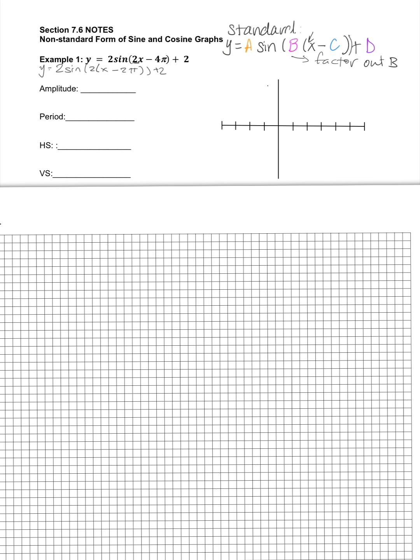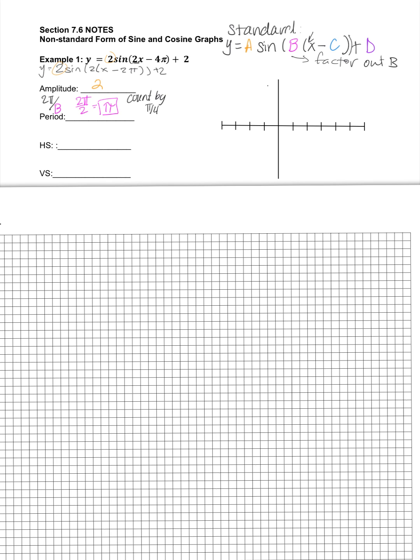Okay, so now we want to look at each of the parts. So our amplitude is a 2. Our period, remember, is always 2 pi divided by b. B for us is now 2. So it's 2 pi divided by 2, which means we have a period of pi. And what we're going to do is take pi, the period, and divide by 4. We're going to count by pi over 4.